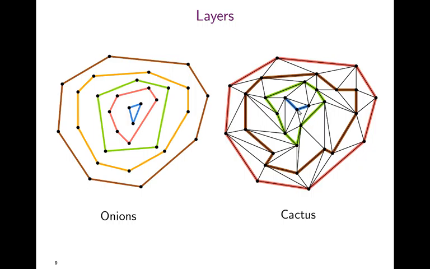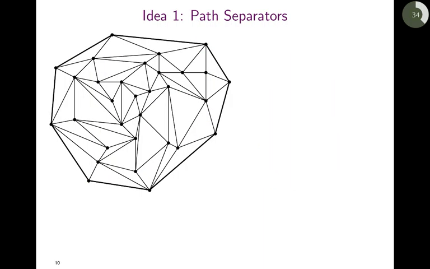As you can see, on the right side we have only 4, on the left side we have 5. And it turns out that all these layers are cactus graphs. Each layer by itself is a cactus graph, and that's why we call these layers cactus layers. And so let's see what we can do with these layers.